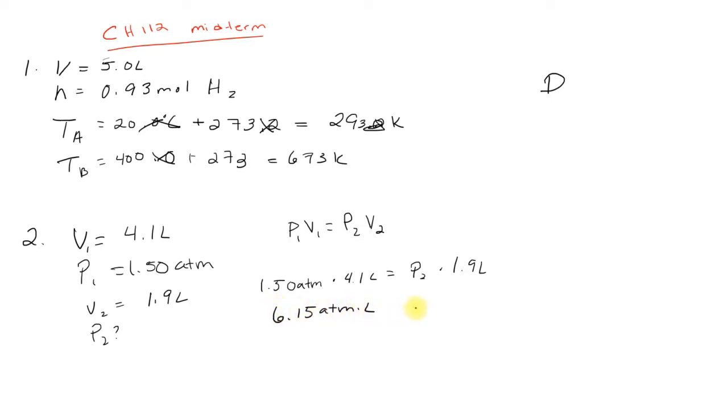They just combine together. And then to get rid of the liters on this side, I have to divide both sides by 1.9. So it's going to be that number divided by 1.9 will equal our pressure. And I know it's division again because I'm multiplying P2 times V2. Alright, so P2 is 3.2368. I've only got 2 sig figs, so I guess I'm going to go 3.2.